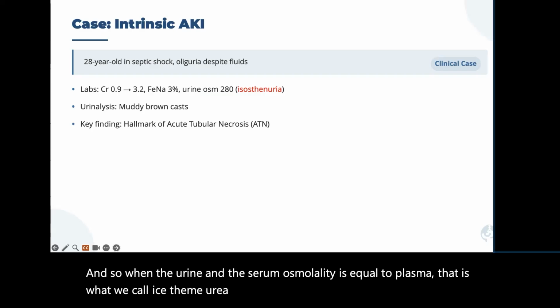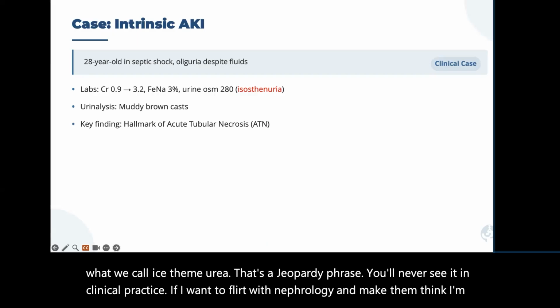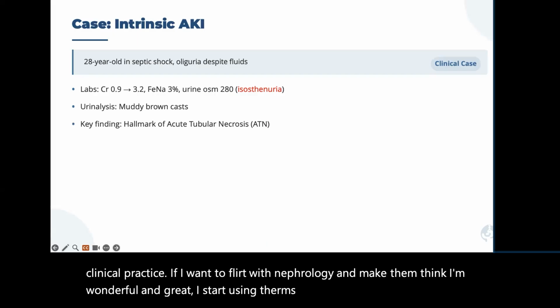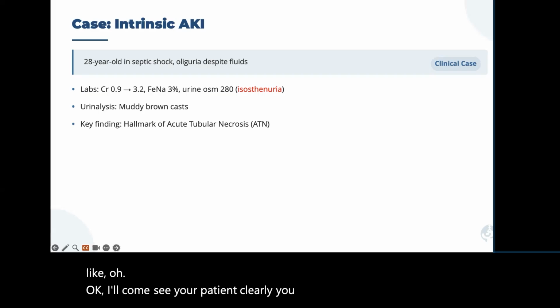That's a Jeopardy phrase. You'll never see it in clinical practice. If I want to flirt with nephrology and make them think I'm wonderful and great, I start using terms like isosthenuria. And they're like, oh, okay, I'll come see your patient. Clearly, you know a little more than the average person.